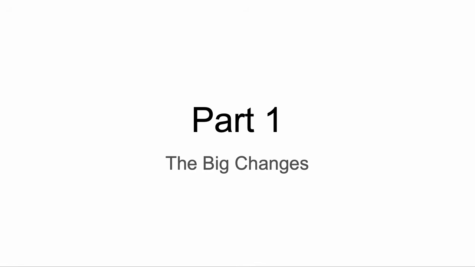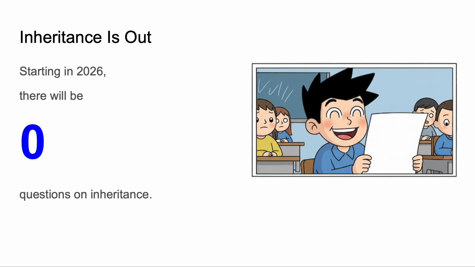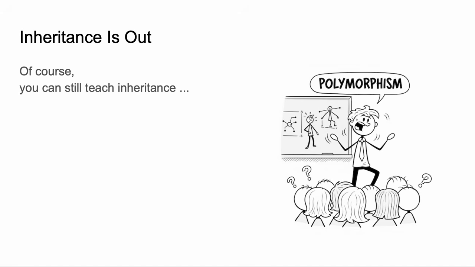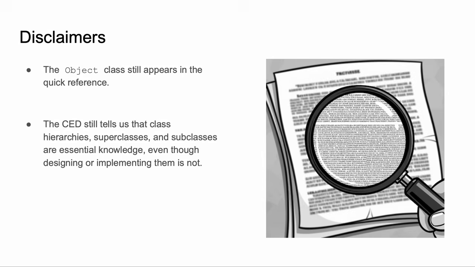First, the big changes. Previously, you could expect maybe 4 multiple choice questions on inheritance. Starting in 2026, there will be 0 inheritance questions. Of course, you can still teach inheritance, but it won't appear on the AP exam. A couple of disclaimers here. The Object class still appears in the quick reference.